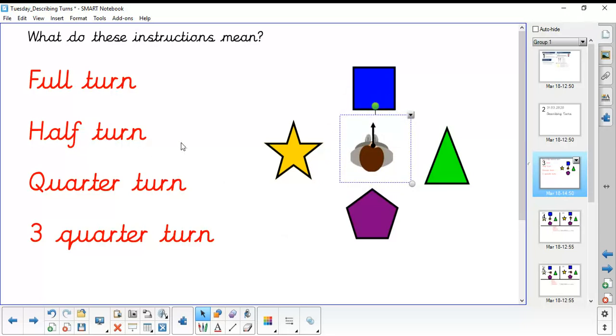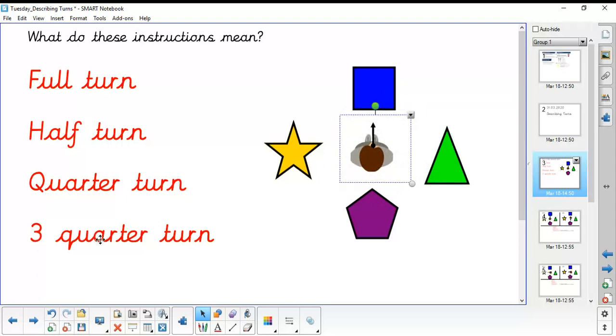Half turn. The man's looking at the blue square. We're going to turn him halfway. And we'll notice his half turn brings him to the purple pentagon. A quarter turn. The man is facing the blue square. When we make a quarter turn, thinking back to your fractions, a man will turn 1/4 and end up looking at the green triangle.